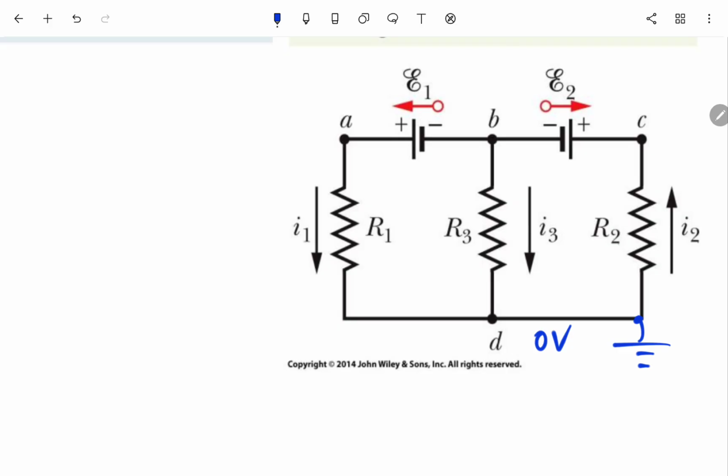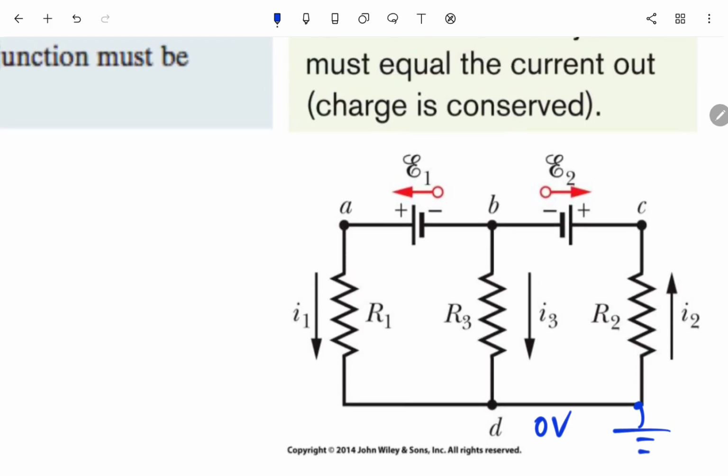零伏的话，我就不要再编一个变数给它，因为它等于0就没有什么意义。Out of VD, we still have VA, VB, VC. So the question is whether we need 3 variables, or 2 variables, or only 1 variable. The answer is we only need 1, because this is a battery.